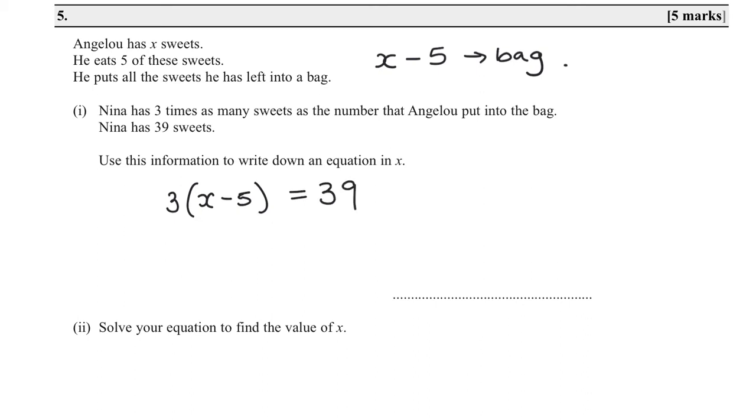Brilliant. Write down an equation, and that is what we've just done. Some of you may have expanded the bracket and you may have had 3x minus 15 equals 39. That is also okay. The next part says solve your equation to find the value of x. So we can solve either equation, they will both work, and I'm going to do both of them. So we have 3 bracket x minus 5 equals 39, and then we have 3x minus 15 equals 39.